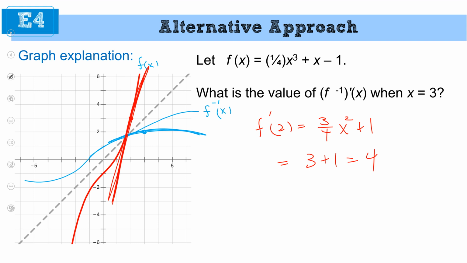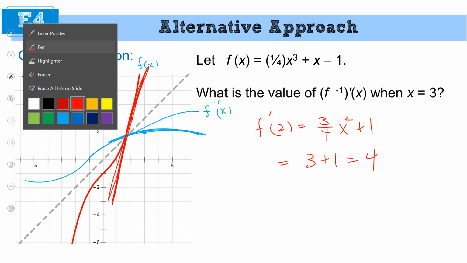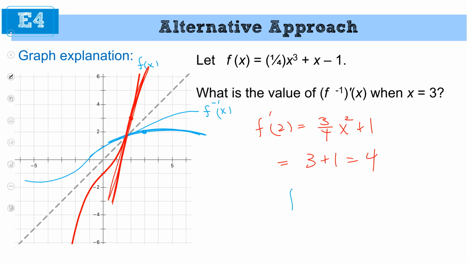How do I get the other one? I just take it and flip it over. Oops, that should be a 3. It's the reciprocal. Again, not opposite reciprocal, but just reciprocal.